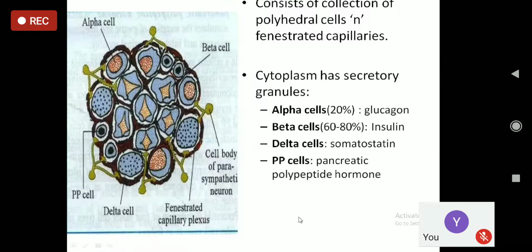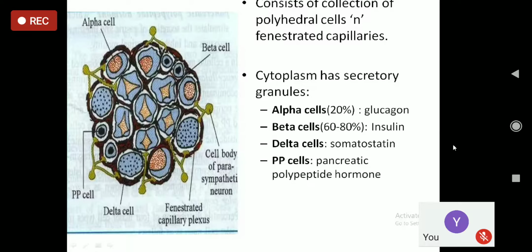Alpha cells are responsible for secreting the glucagon hormone, and that is around 20%. And beta cells are more, 60 to 80%, and are responsible for secretion of insulin. Delta cells secrete somatostatin, and the PP cells secrete the pancreatic polypeptide hormone. As we know, the largest number of cells are the beta cells, 60 to 80%, and they are responsible for the secretion of insulin.